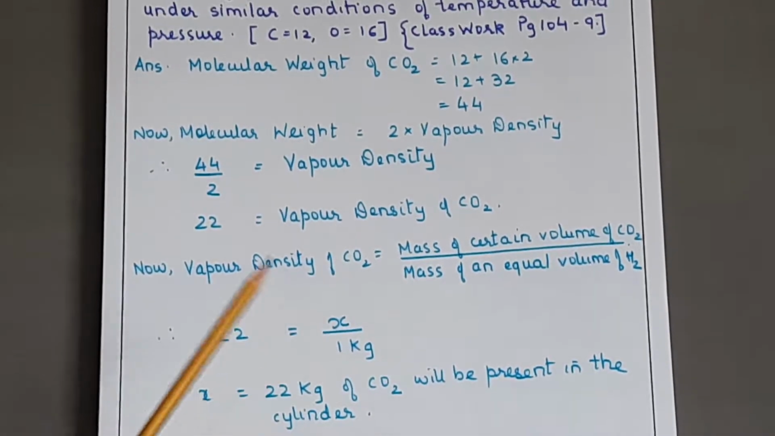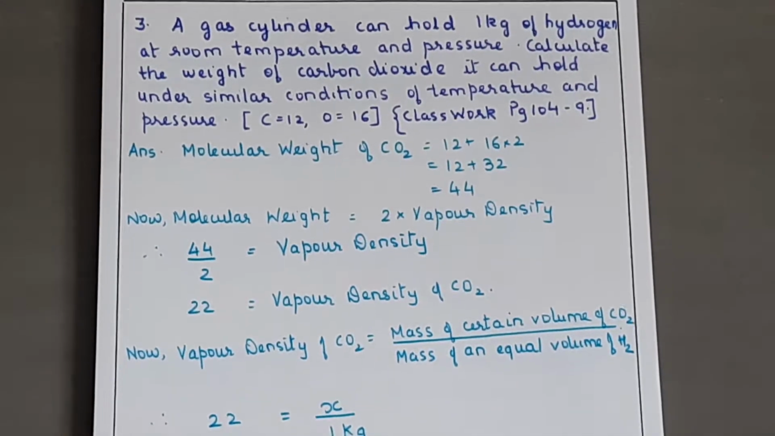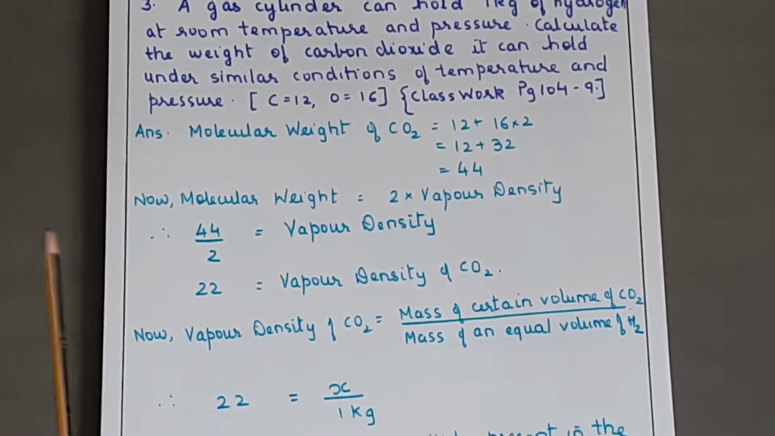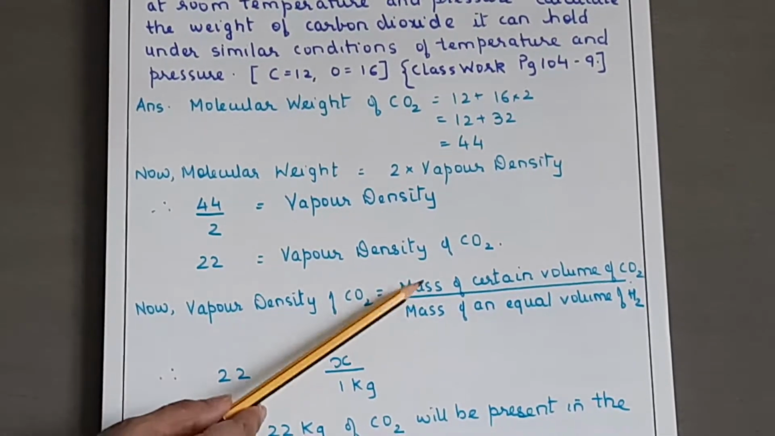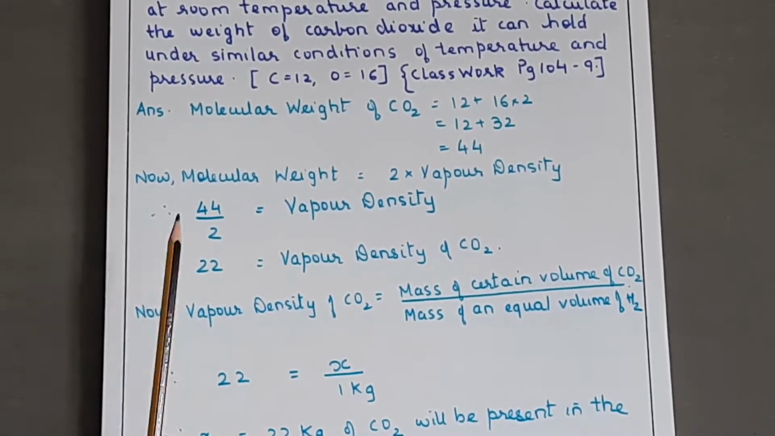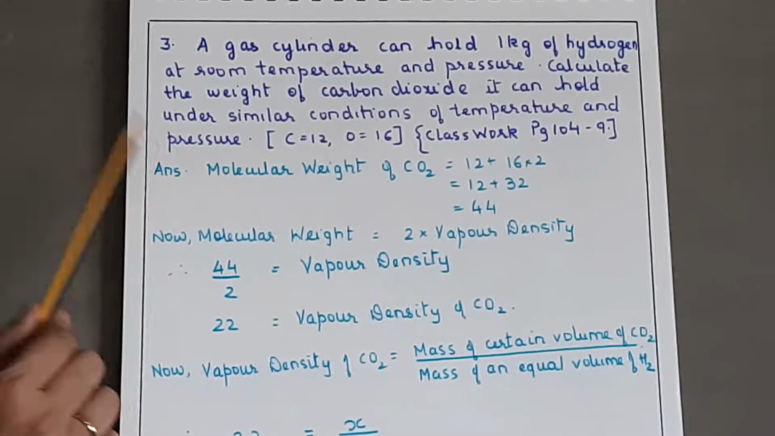Is it clear? So are you understanding how this sum is different from the earlier sum? In the earlier sum they had not given you the gases, so you couldn't find the molecular weight, but they had given you these weights. So you found the vapor density. Okay, is it clear? So this is that sum.